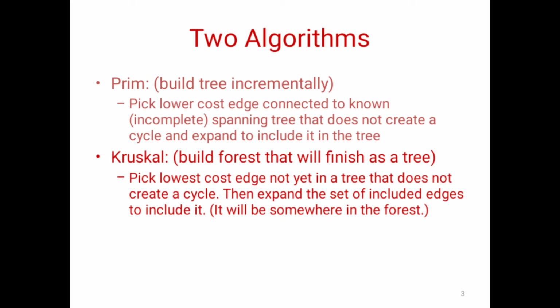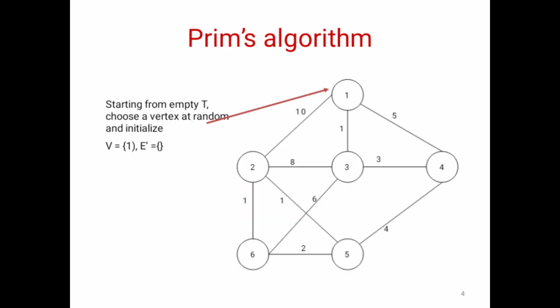Prim's algorithm builds the tree incrementally. That is, first we pick the lowest cost edge connected to the incomplete spanning tree that does not create a cycle, and expand to include it in the tree. Now we will take up an example and learn about Prim's algorithm.